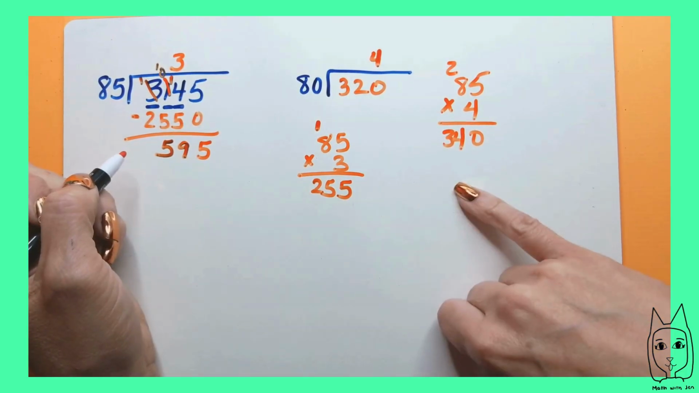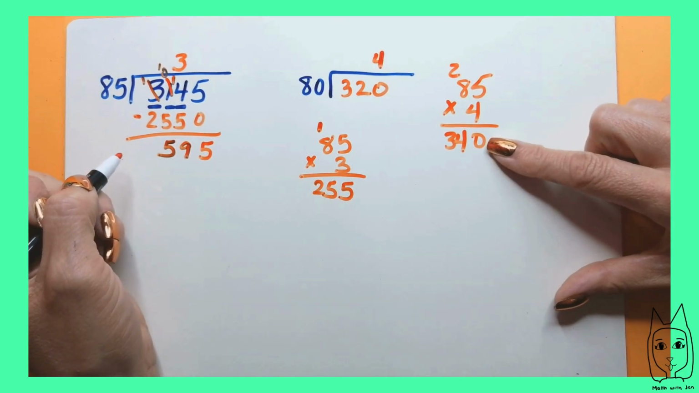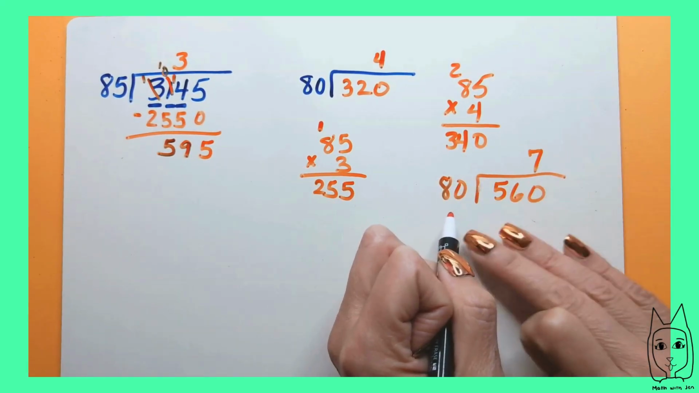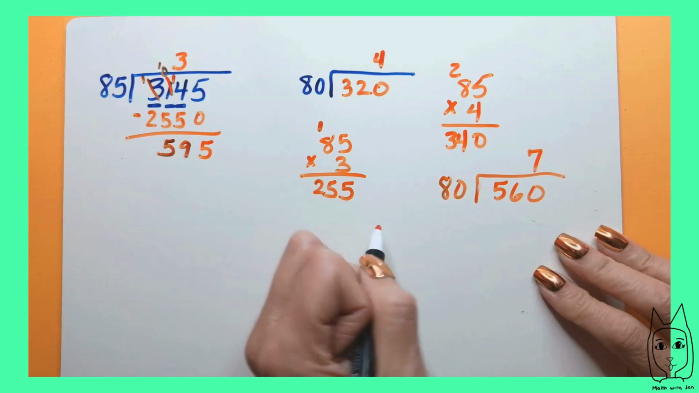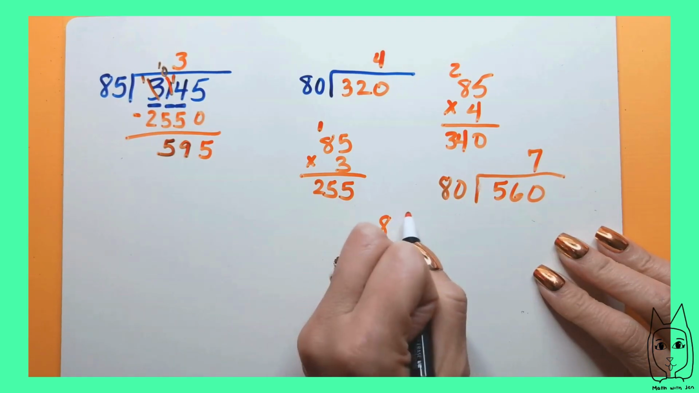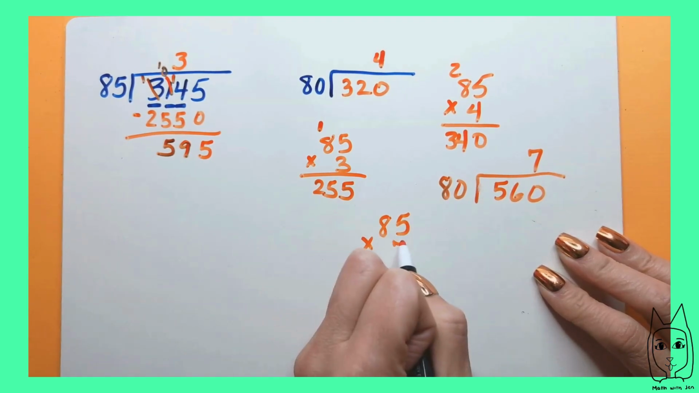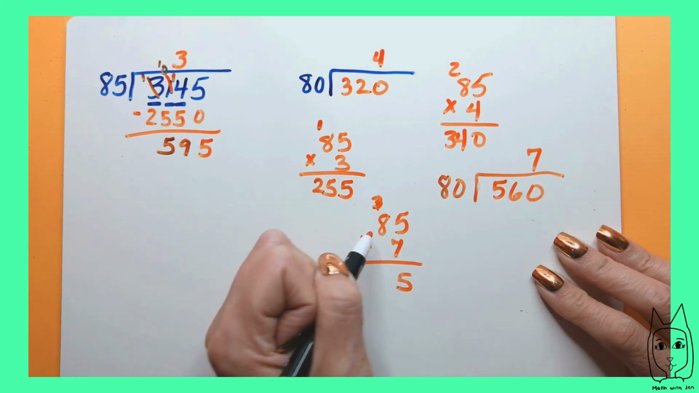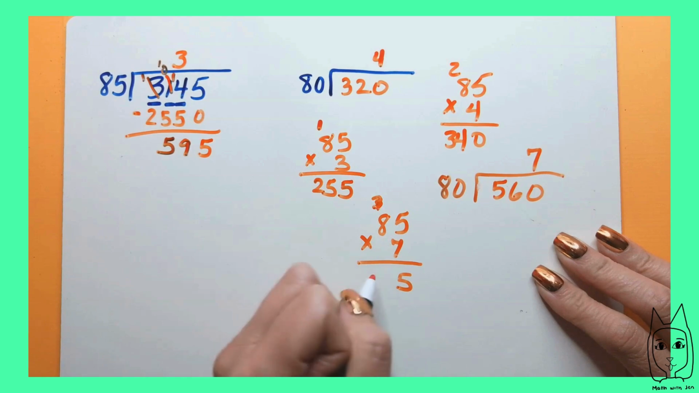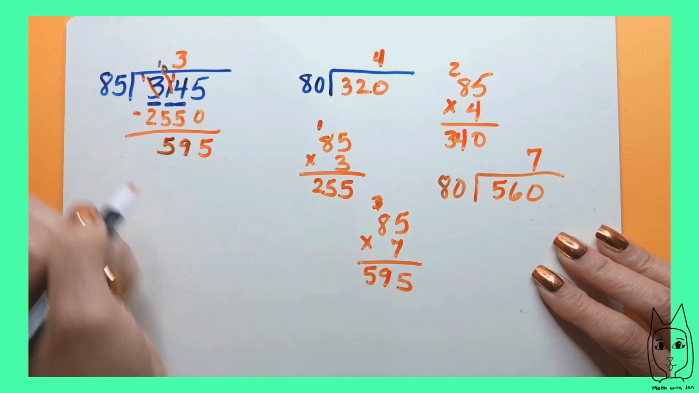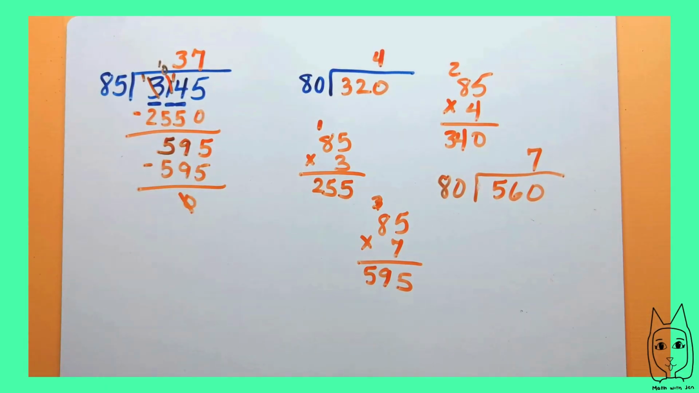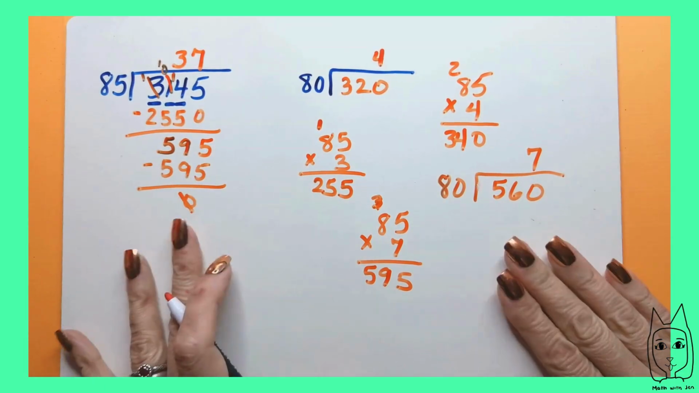595. Come over here, that was 340. Let's do 560. 7 times 80 is 560. So I'm going to come over here and try that. I'm going to try 85 times 7. 7 times 5 is 35. Carry the 3. 7 times 8 is 56, plus the 3 is 59, so 595. So I ended up with the exact amount. 3,145 divided by 85 is 37.